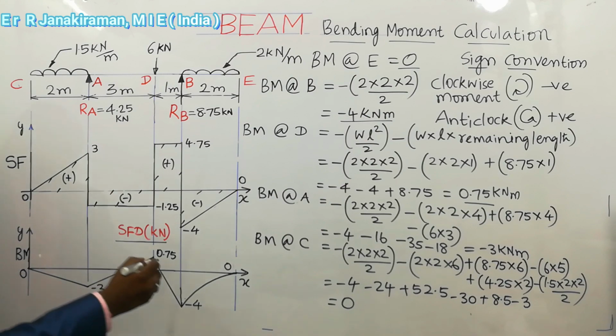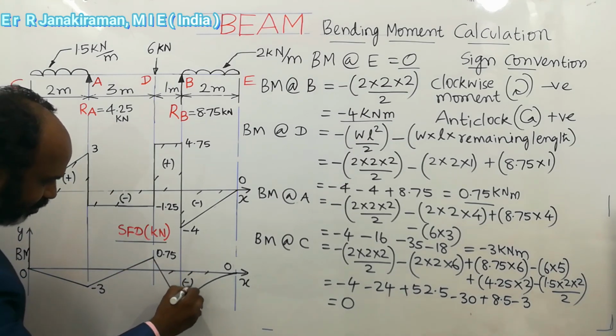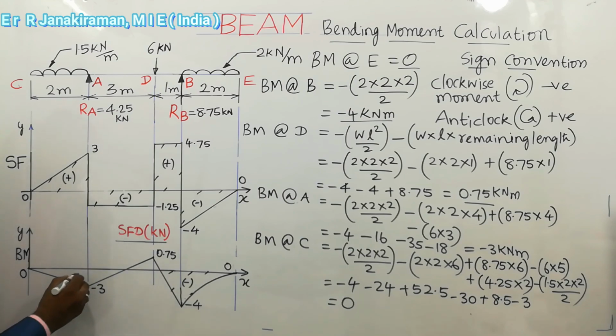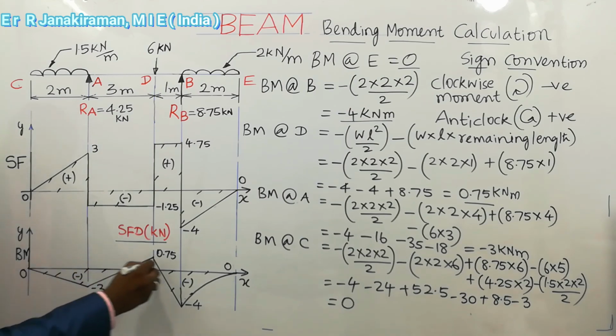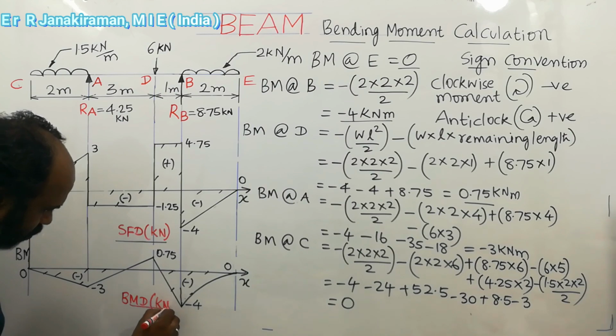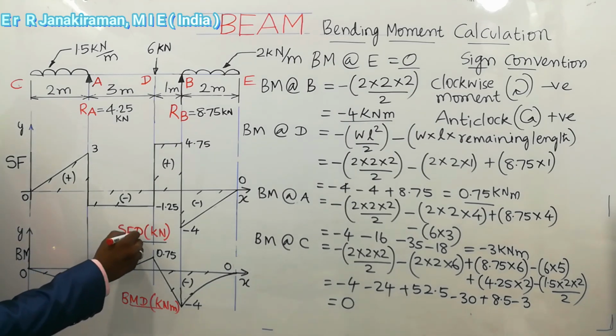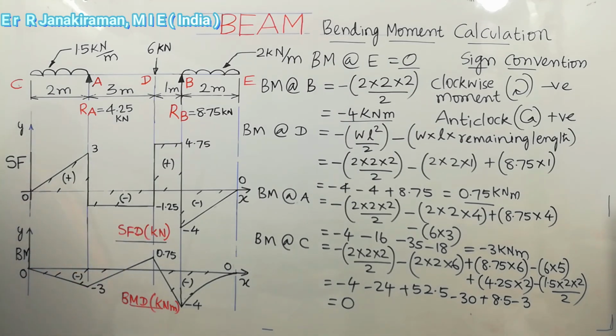So we shade this diagram, called the bending moment diagram. Below the line we put negative, this is positive, and this is also negative. This is the area of the diagram called the bending moment diagram area. BMD, the unit followed is kilonewton meter. So this completes the shear force diagram and bending moment diagram for the given question, the overhanging beam.